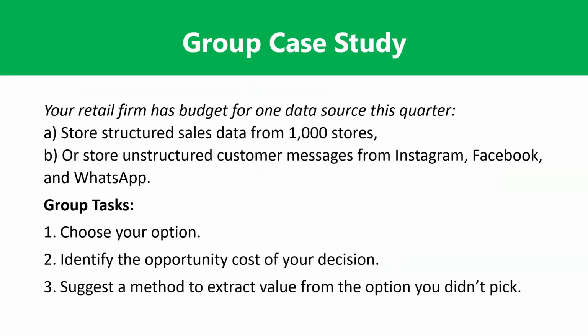So this is a group case study for the teams. You'll be expected to do this and submit by Friday. Your retail firm has budget for one data source this quarter: either store sales data from 1,000 stores, or store unstructured customer messages from Instagram, Facebook, and WhatsApp. The group task is this: first, choose whichever option you want. Second, identify the opportunity cost of your decision. Thirdly, analyze or suggest a method to extract value from the option you didn't pick. I believe it's clear. I'll still send this to your group.